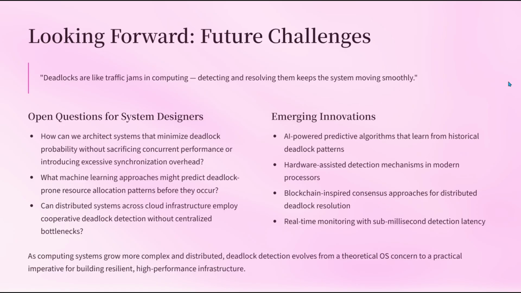As systems grow more complex, preventing deadlocks becomes a major design challenge. Future innovations may include AI that predicts deadlocks before they occur, hardware assisted detection, and even blockchain style distributed coordination. Just like managing traffic, detecting and resolving deadlocks keeps computing systems running smoothly.